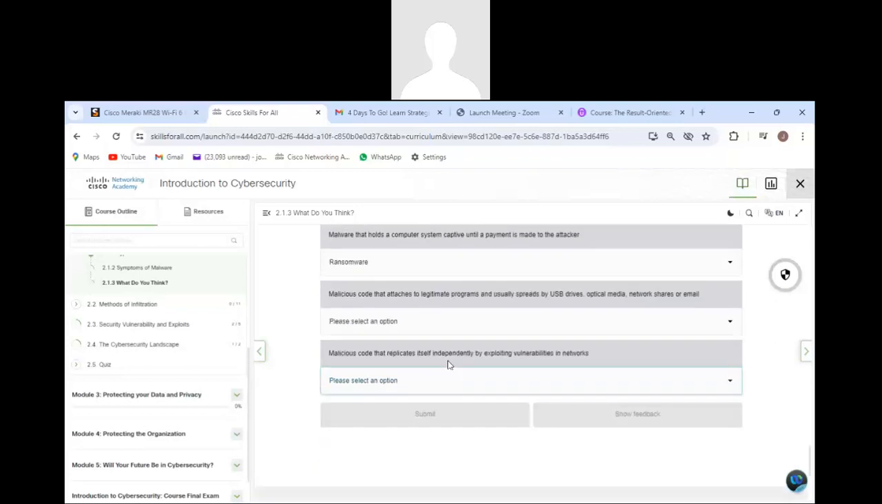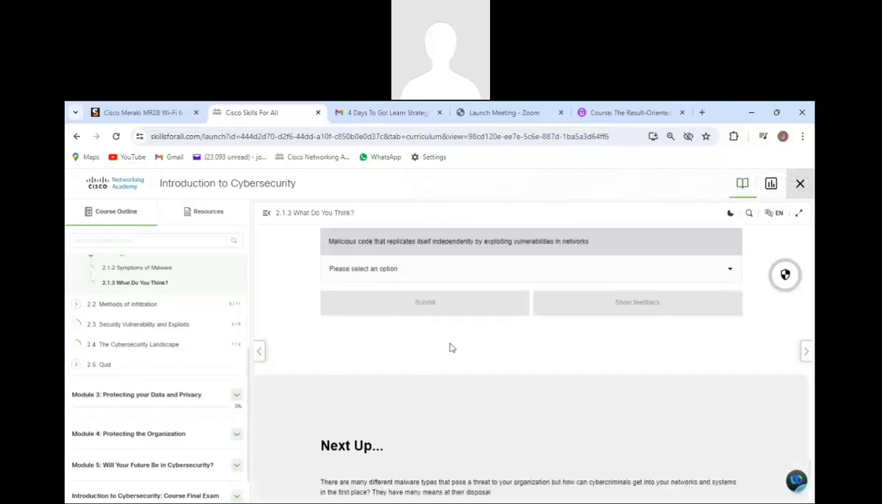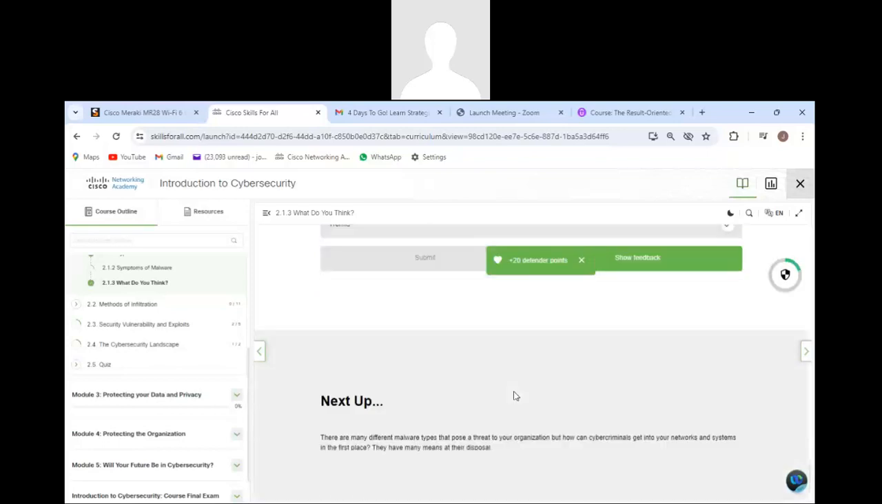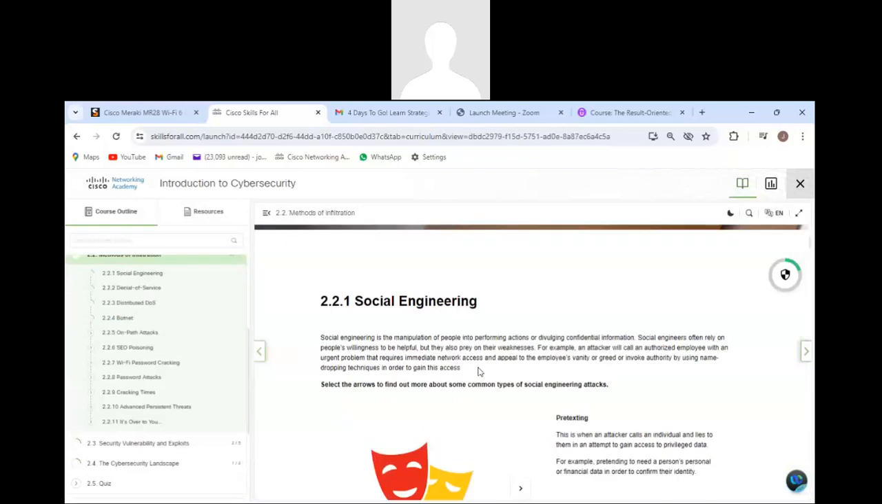Malicious code that attaches to legitimate programs and usually spreads by USB drives, optical media, and network is a virus. Then malicious code that replicates itself independently is known as worms. So that's correct. Now let's go on. Like I said, I want us to finish chapter 2 today as well.